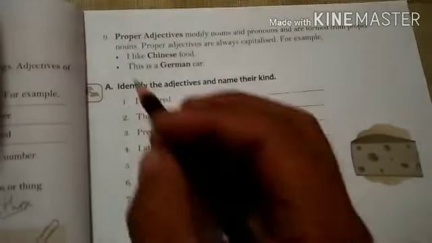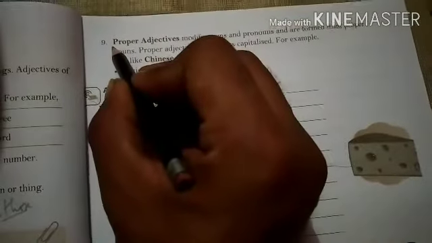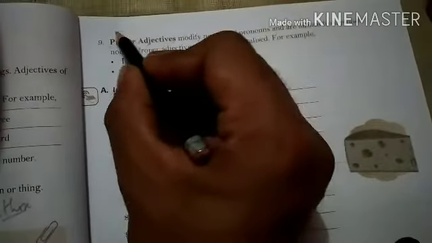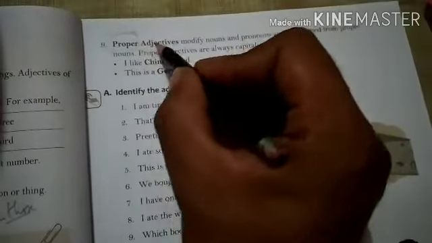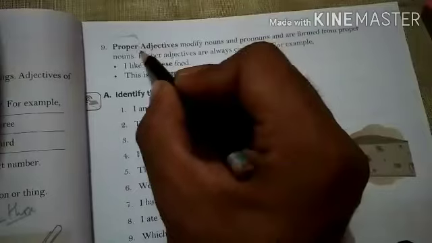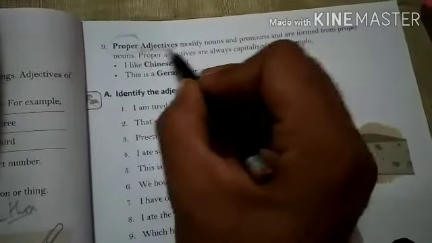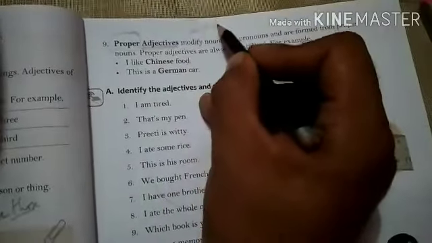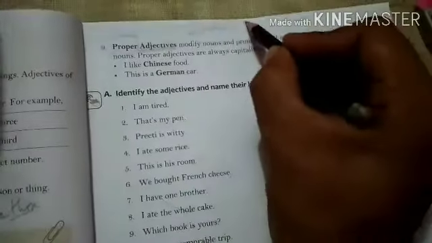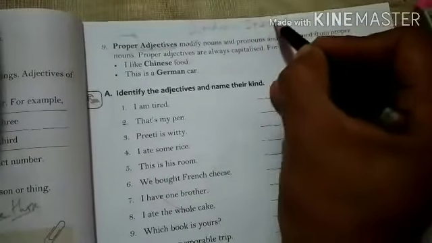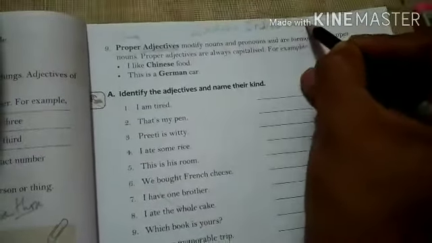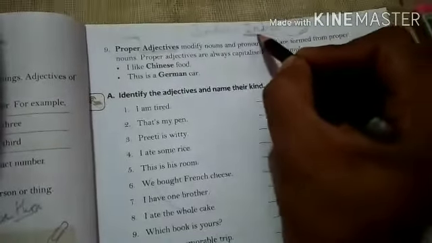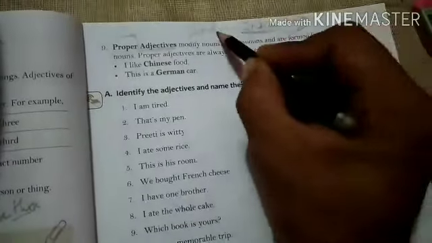Now the another kind or the last kind of adjective in our book is proper adjectives. Proper adjectives are those adjectives that are made from proper nouns. Like India, Indian. India is proper noun, so the adjective of India is Indian. Like Indian Army. Okay, army is noun, so Indian is adjective and it is made from the proper noun India.